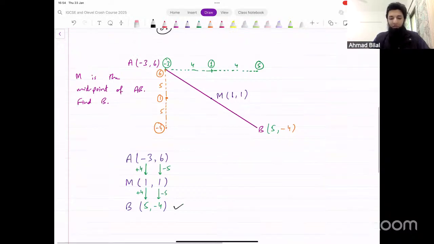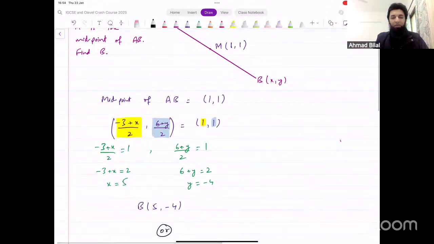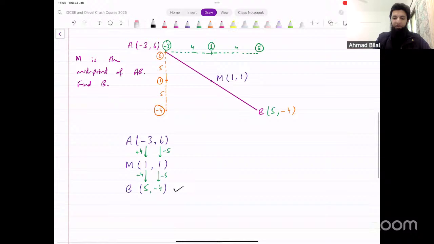This is much quicker than the midpoint method. The midpoint formula is going to work as well, but this other method, the vector method, you can actually use in your head directly and write down the answers. And that's much quicker this way. Okay.